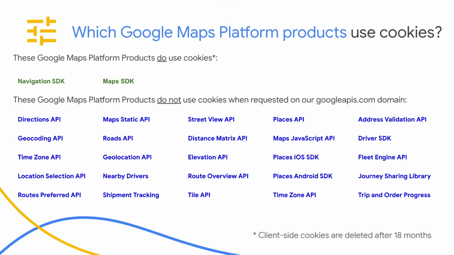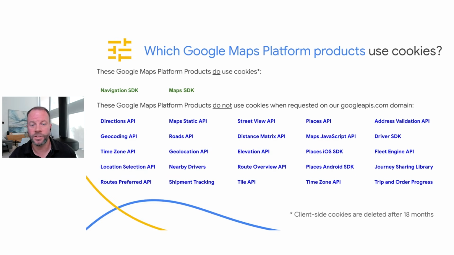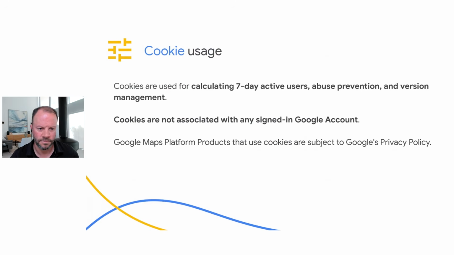The next question I tend to get is, which Google Maps platform products use cookies? This is a very straightforward answer. We only have 2 products that use cookies. In case you're worried about having to delete or cycle or manage cookies in your implementation, you do not have to do this. The client-side cookies are automatically deleted after 18 months. The 2 products are the Navigation SDK and the Maps SDK. So at the time of filming, we only have 2 services that use cookies at all. The rest do not use them. Full stop.